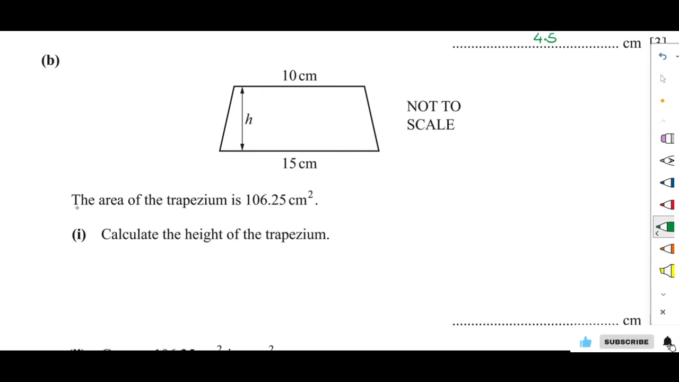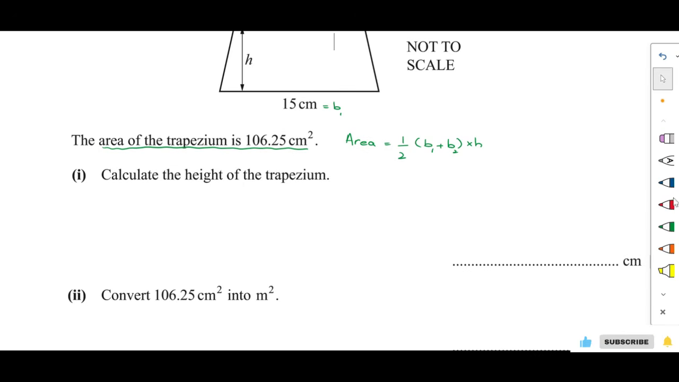Now for part B of number 13, the area of the trapezium is given, which is 106.25 centimeters squared. Calculate the height of the trapezium, right? The area of a trapezium has a formula: area equals half the product of B1 plus B2 multiplied by the height. This is your B1 and this is your B2. B1 and B2 are the parallel sides. Half into the sum of parallel sides multiplied by the height. Right? Now let me use this formula and figure out the height for this trapezium.